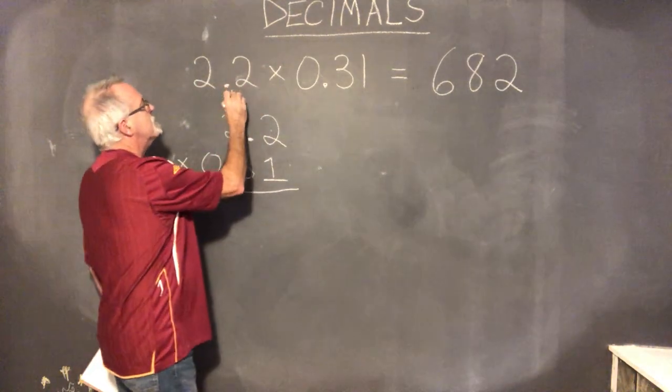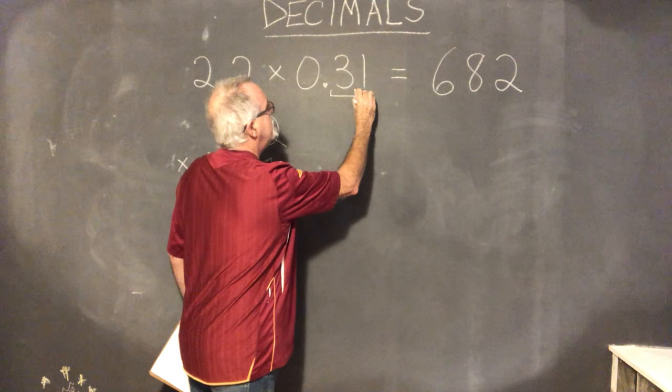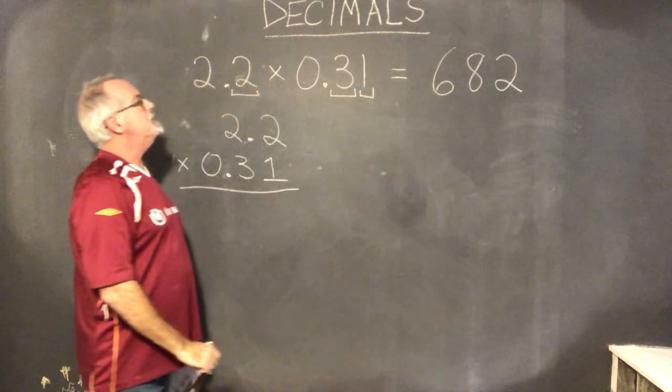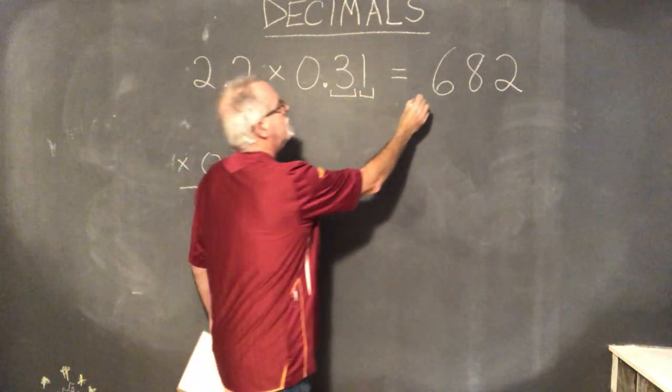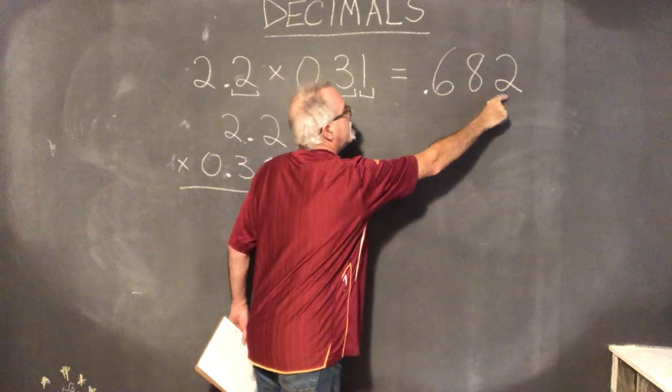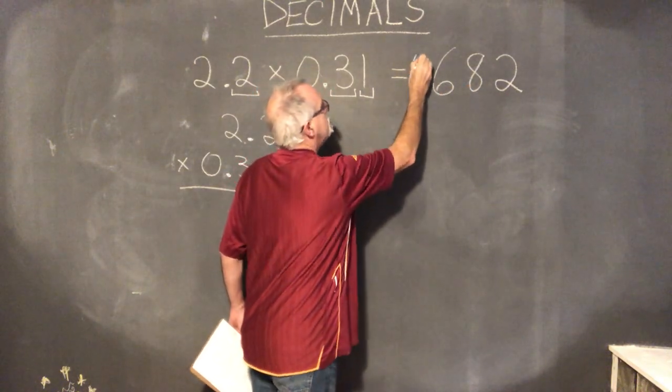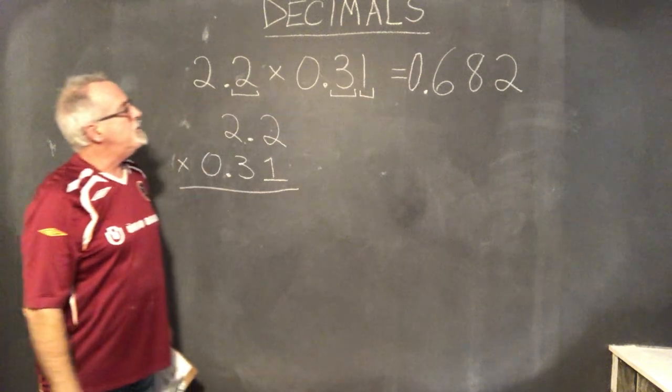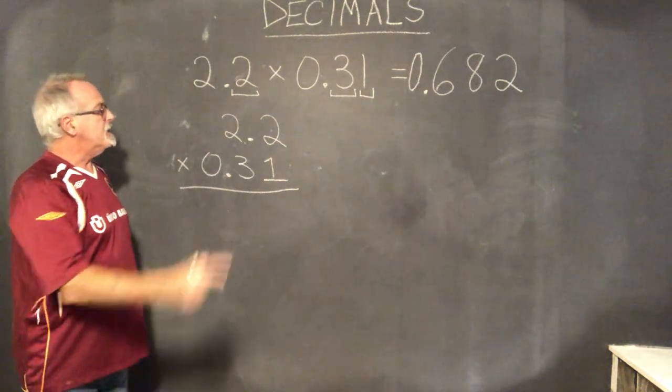How many digits to the right of the decimal in total for these two numbers? There are three, so therefore all three of these digits have to be to the right of the decimal in my answer. And if I want to write a zero, I'm going to have to put a fairly skinny one, and it works. Now let's do it this way.